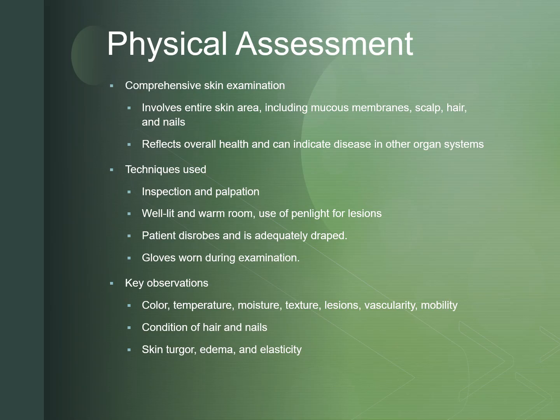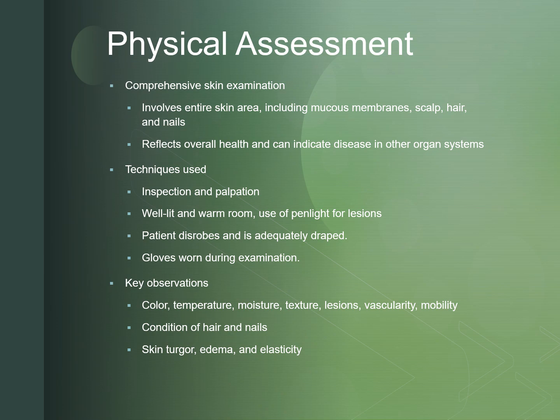Gloves, we want to put those on, standard precautions for safety and infection control. And we really want to observe color like pallor, cyanosis, jaundice, because again, these can indicate systemic issues. We're going to evaluate temperature and moisture. Are they warm versus dry and cool or clammy? We're thinking about perfusion or the endocrine system. Texture, is the texture of their skin smooth versus rough? Could indicate hydration status or aging or even disease.